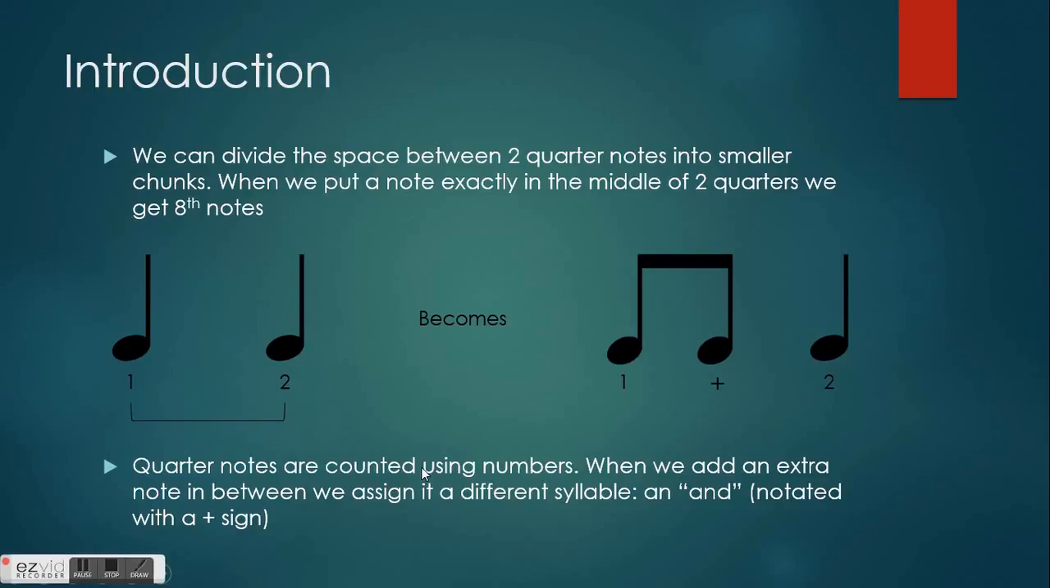So if you'll notice, the spacing between 1 and 2 doesn't change. It's exactly the same, except we're putting an extra note in the middle. So quarters are counted using numbers, but when we add this note in between the beats, in between the numbers, we give it a different syllable, which is "and" and it's notated with a plus sign.